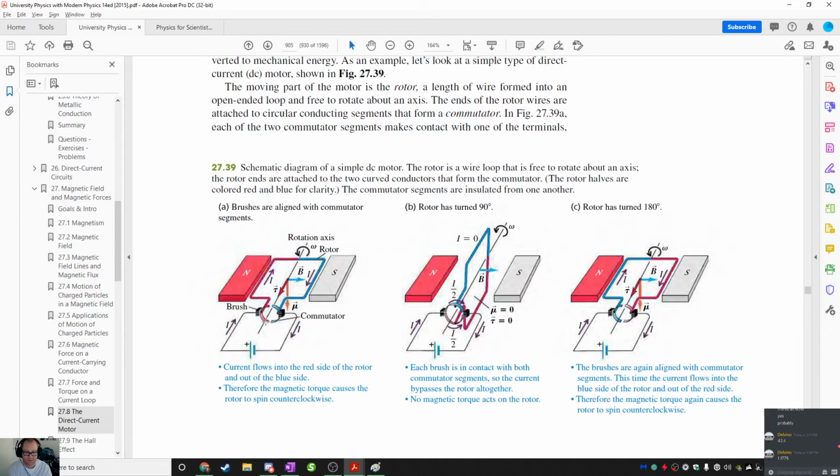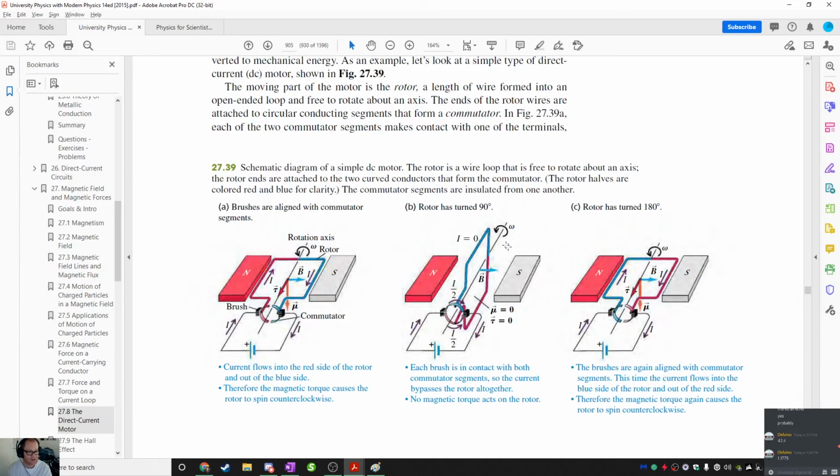The effect of that means that when we get to the perpendicular position right here, where the blue piece is rotated up and the red piece is rotated down, there is no longer any current flowing because of the gaps right here and right here. And what that means is whatever angular momentum this object has picked up due to rotating, it's just going to continue to rotate in that same direction.